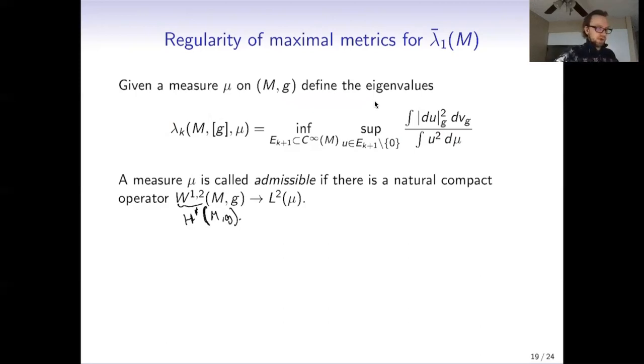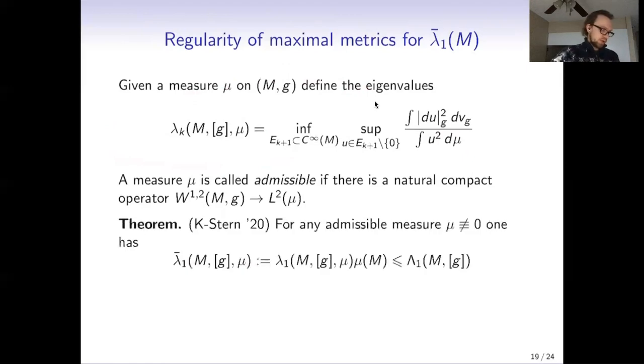Right, so once you ask for it, you have those eigenvalues. But note that those eigenvalues a priori have nothing to do with eigenvalues of the metric. The only thing you know is if mu is the volume measure of the metric, then you get back the eigenvalues. But a priori it's something wild.